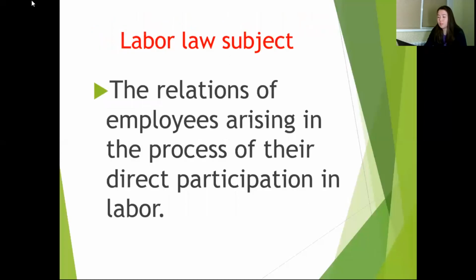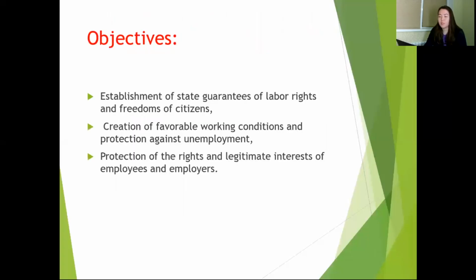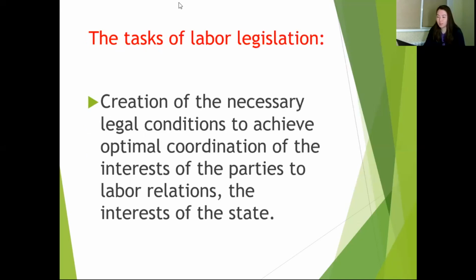Look at the slide, please, and the main thing that you need to memorize is the law subject: the relations of employees arising in the process of their direct participation in labor. Objectives: establishment of state guarantees of labor rights and freedoms of citizens, creation of favorable working conditions, and protection against unemployment, protection of the rights and legitimate interests of employees and employers. The tasks of labor legislation.